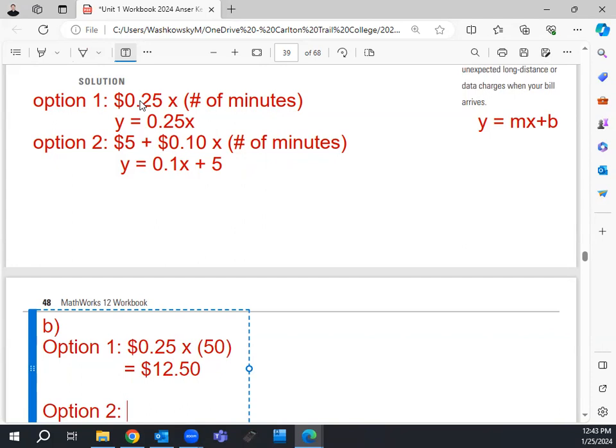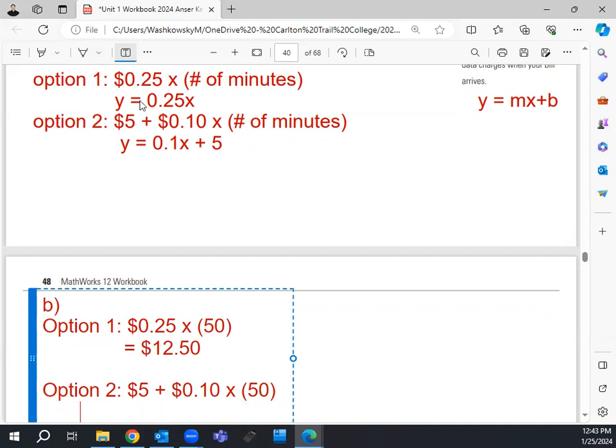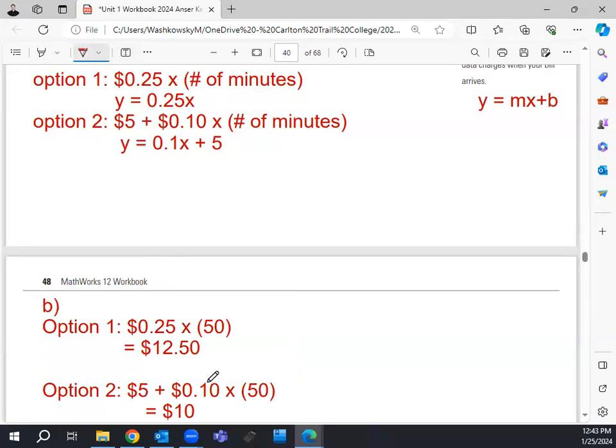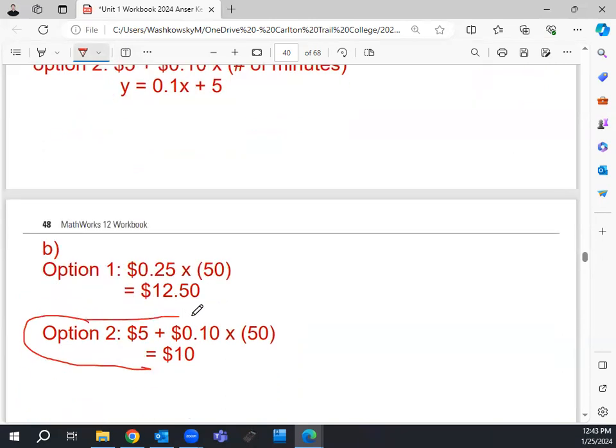Whereas for option 2, again, I know my formula. I know I'm paying $5 plus I'm adding on 10 cents for every minute, which is 50 of them. So overall, that's going to give me a total of $10. So obviously, in this case, this person should probably use option 2. It's cheaper. Why wouldn't you want it to be cheaper?